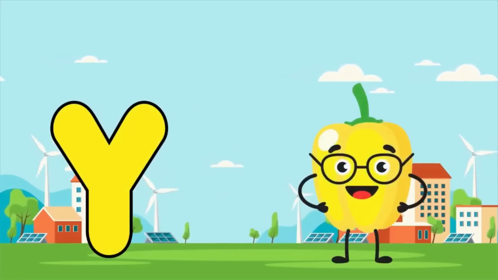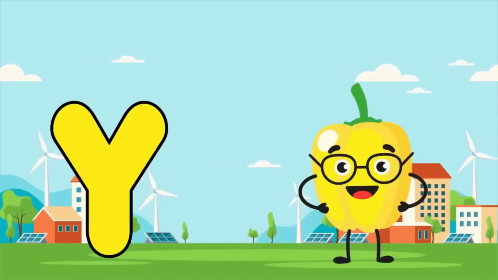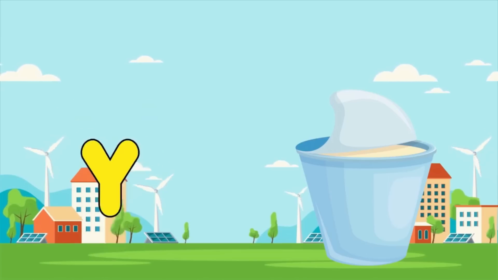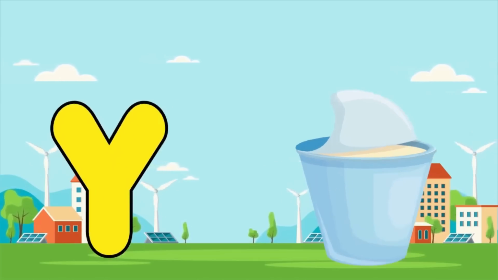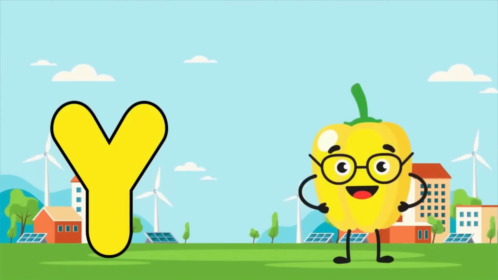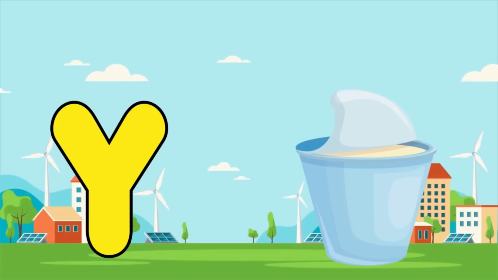Y is for yellow, y, y, yellow. Y is for yogurt, y, y, yogurt. Y is for y, y, y, y, yellow. Y is for y, y, y, y, yogurt.